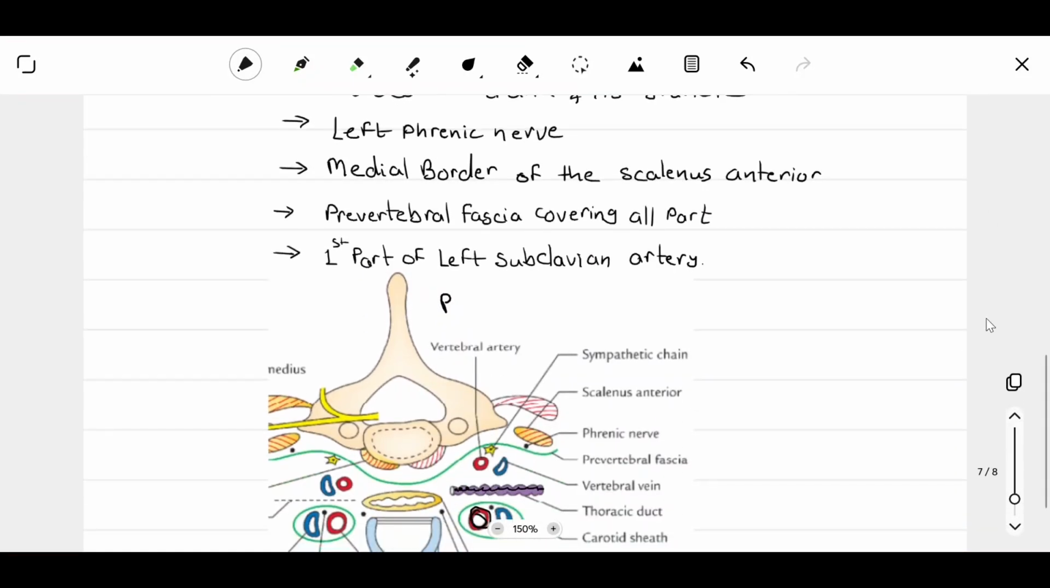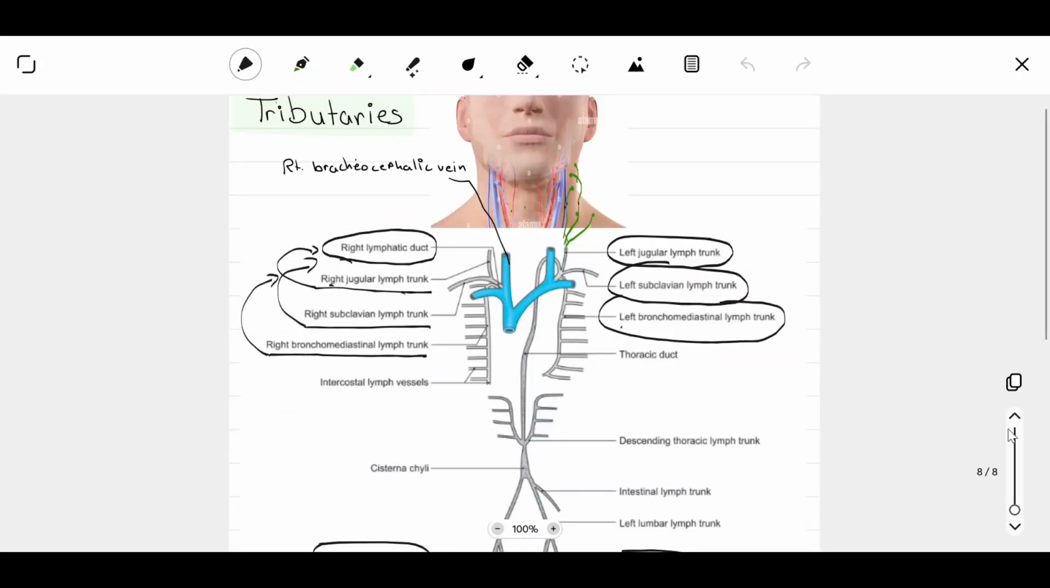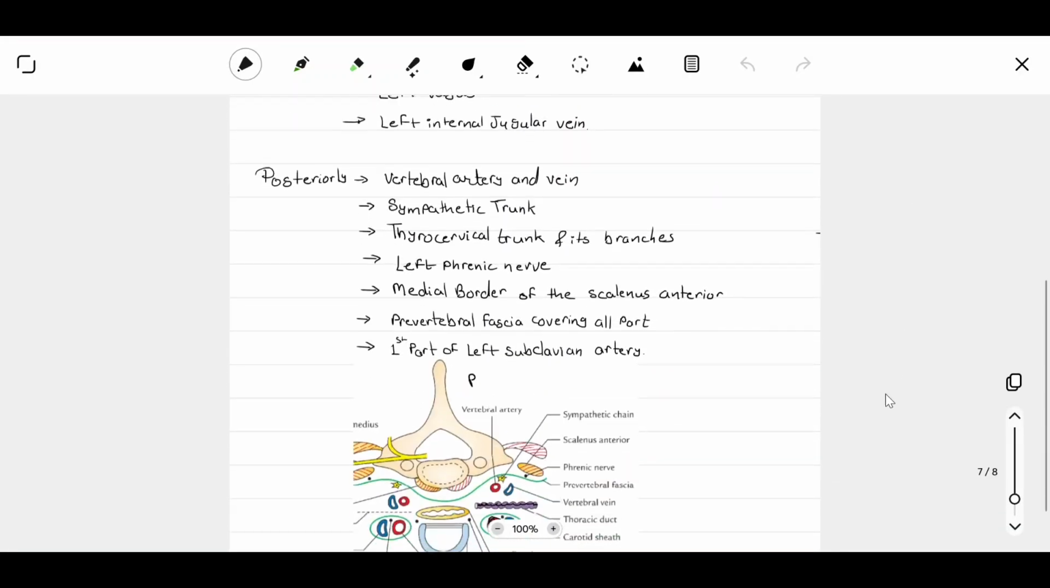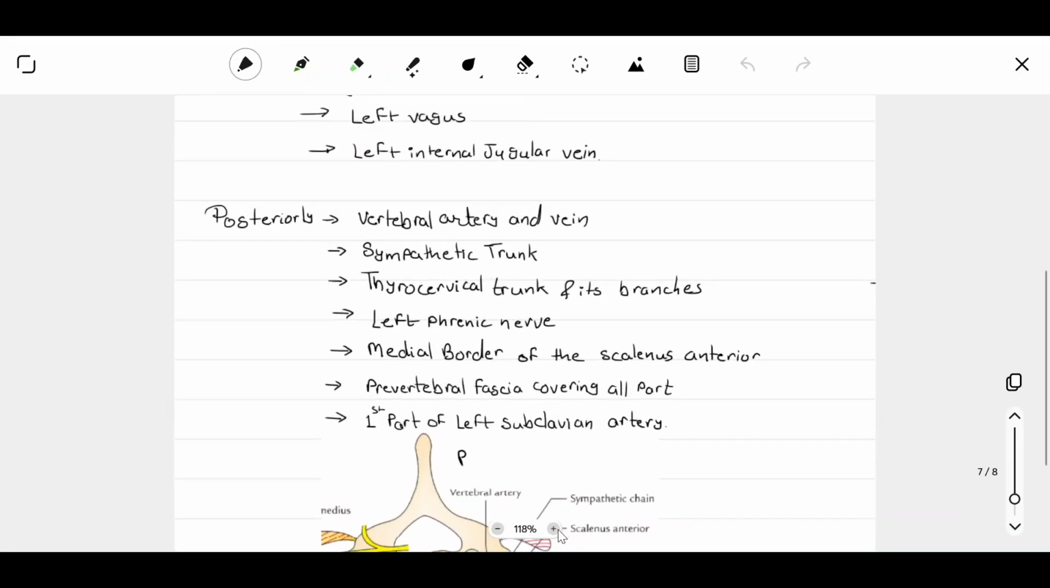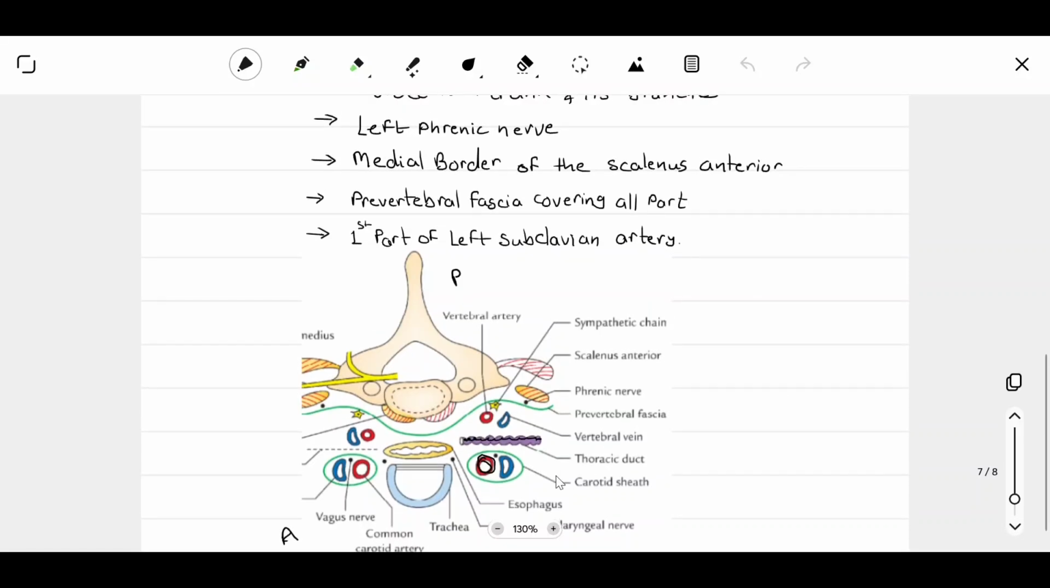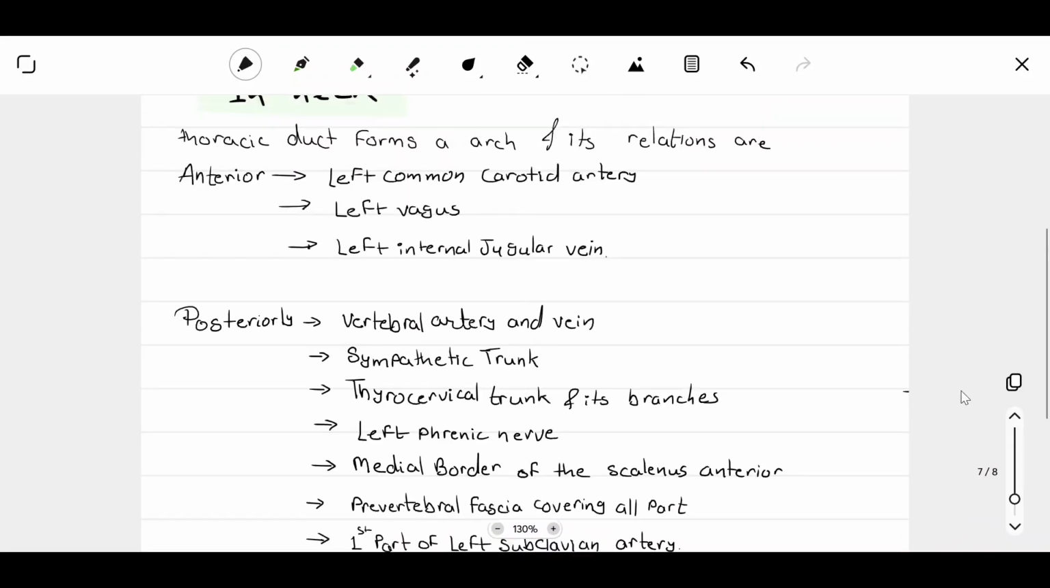left internal jugular vein, which is present with the carotid artery. So these three structures are lying anterior to thoracic duct. And this should make sense to you because I am just telling by viewing this diagram. This is our carotid artery, internal jugular vein, and vagus nerve, which are lying anterior to the thoracic duct.